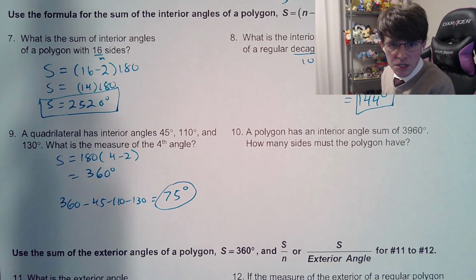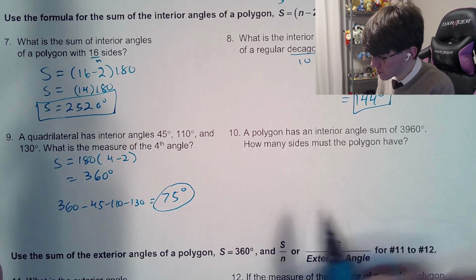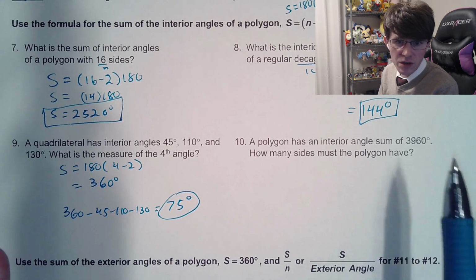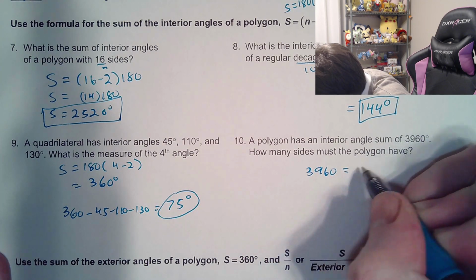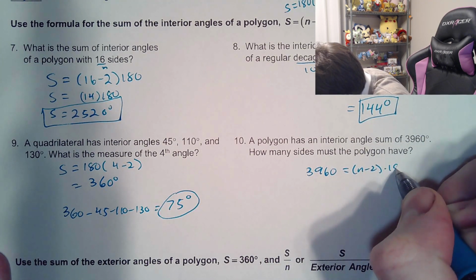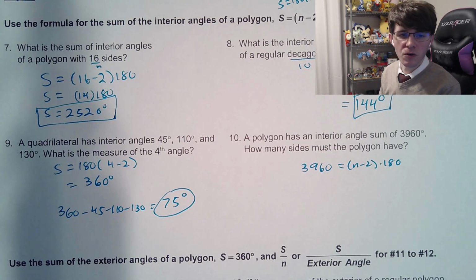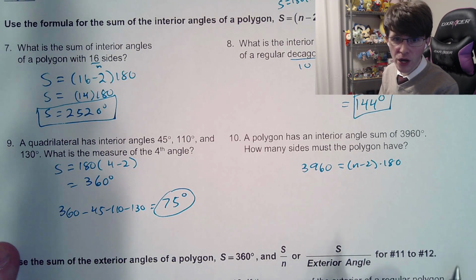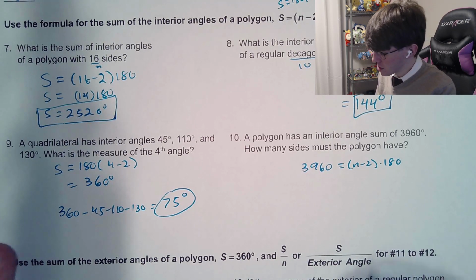A polygon has an interior angle sum of 3960. How many sides must the polygon have? The idea is you're still using the same exact formula that we were using before, S equals n minus 2 times 180, but they're giving you the sum in advance. So you're going to have 3960 is equal to n minus 2 times 180. Many students make the mistake, well, that's not an error, but it makes your question take longer, of doing the distributive property where you multiply by 180 first. You actually don't want to do that. You'd actually be more intelligent to divide both sides by 180 first. So that's what we're going to do.